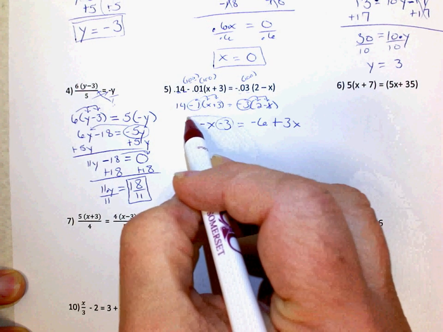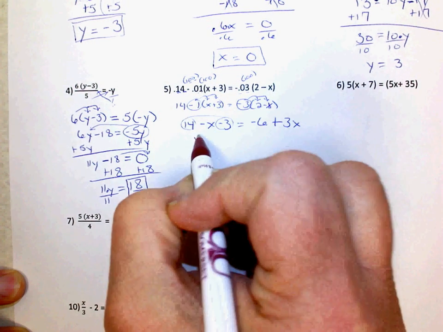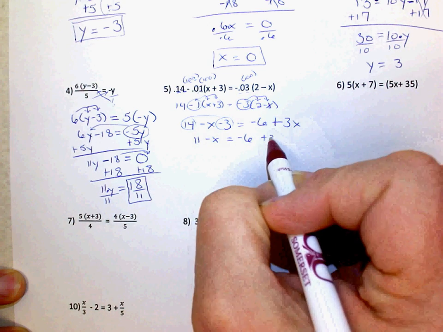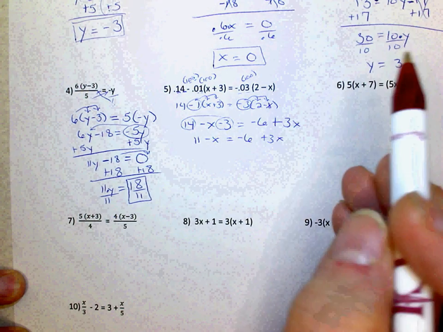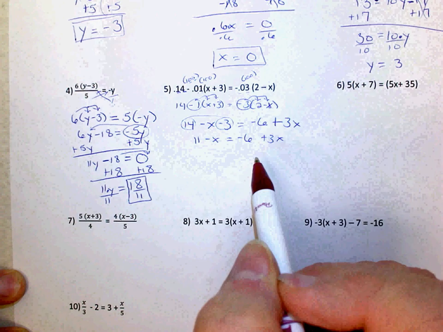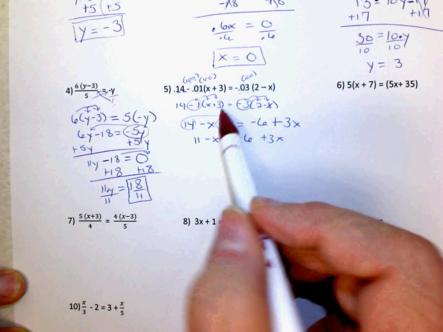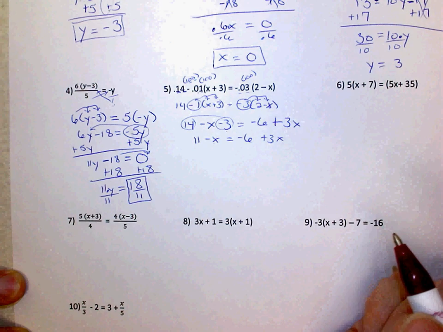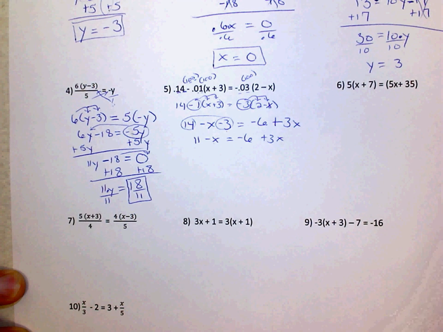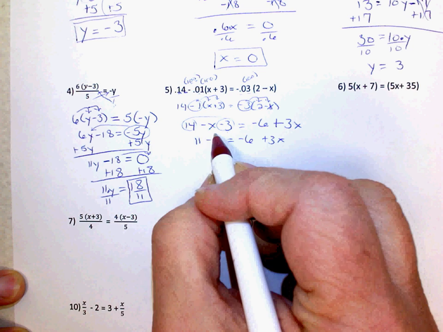14 minus 3 is 11, minus x equals negative 6 plus 3x. Get our x's together. So hang on just a second. Step 1, which is simplify. Sometimes it takes more than one time to actually get it simplified. Now, get our small x to our big X.